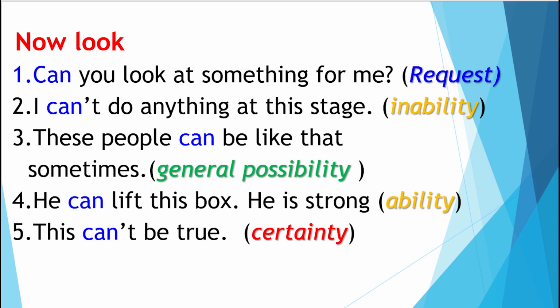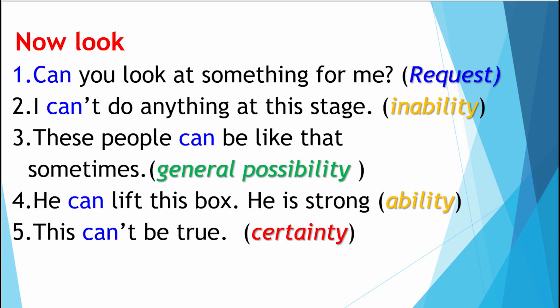Number 2, I can't do anything at this stage. This is inability. But when we say inability, it doesn't mean that the person doesn't have the capacity. He has the ability, he has the capacity to do it, but at that particular stage, maybe he's busy or he has some other tight schedule, he is not able to do it. I can't do anything at this stage because now I'm busy or now I'm sleepy or whatever reason. So this is inability.